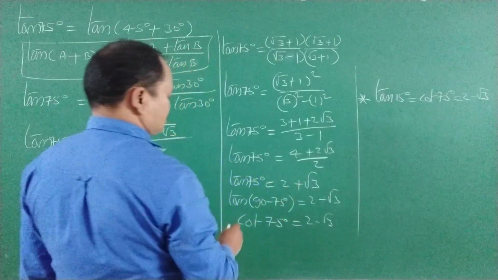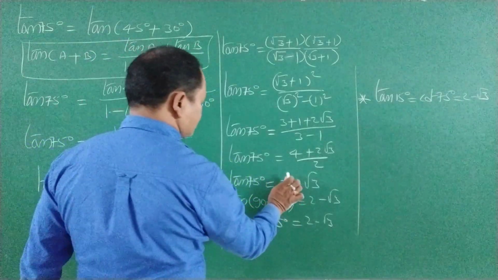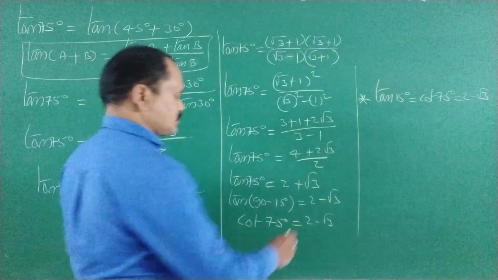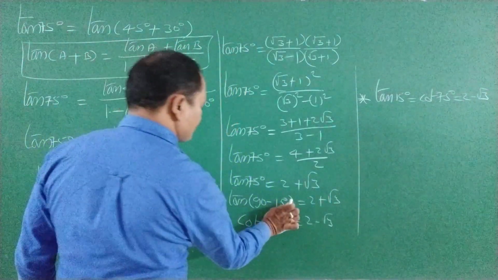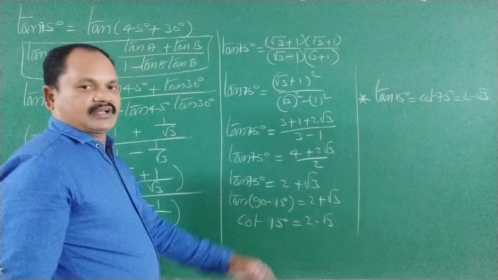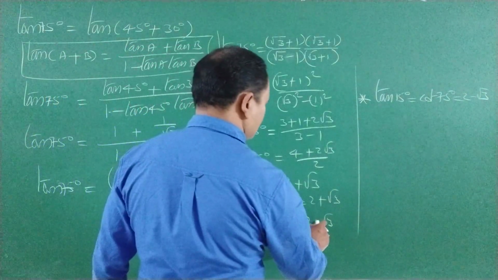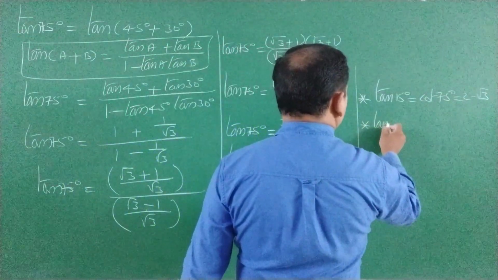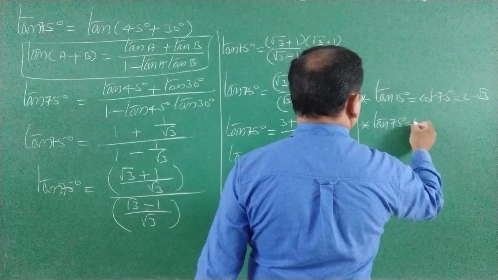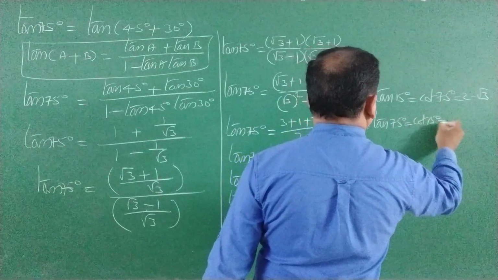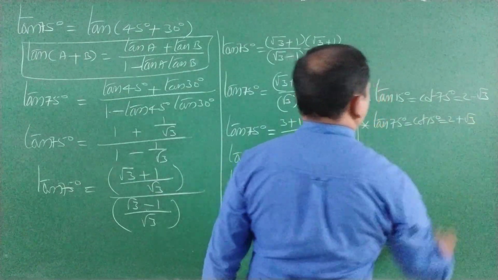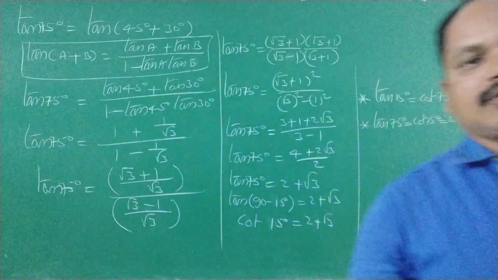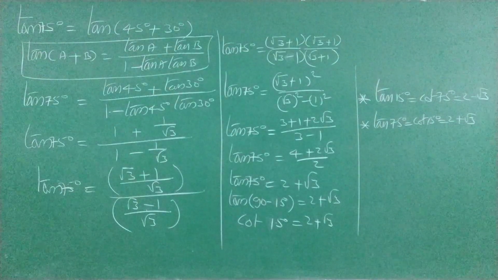Now tan of 90 minus 15 degrees. 75 is nothing but 90 minus 15, so tan 75 degrees is cot 15 degrees, which is equal to 2 plus root 3. So tan 75 degrees is equal to cot 15 degrees is equal to 2 plus root 3. That's all. Now we are going to the next formula.